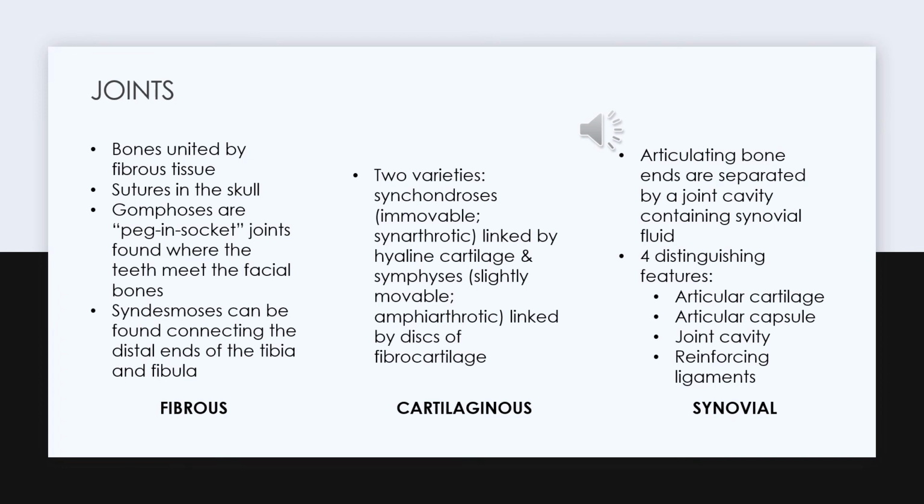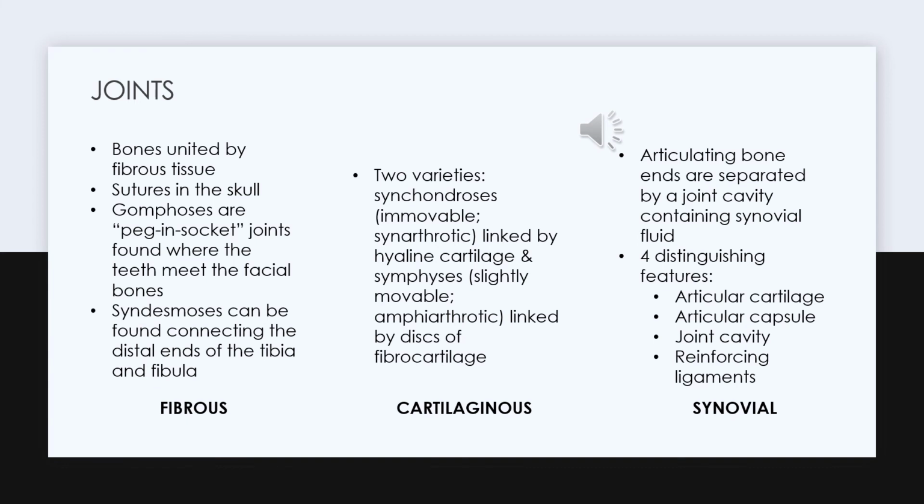And then synovial. So articulating bone ends are separated by a joint cavity containing synovial fluid. Four distinguishing features would be the articular cartilage, which is hyaline cartilage covering the ends of bones, forming the joint. Articular capsule. The joint surfaces are enclosed by a sleeve or layer of fibrous connective tissue, which is lined with a smooth synovial membrane, which is why these joints are called synovial joints.